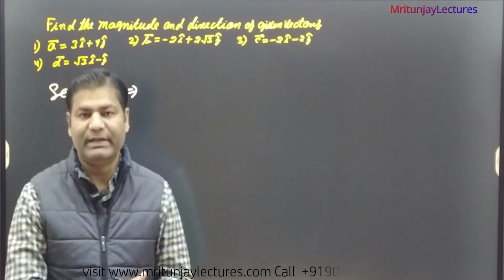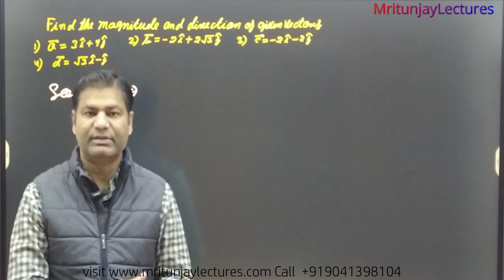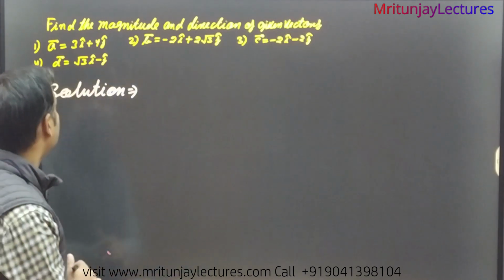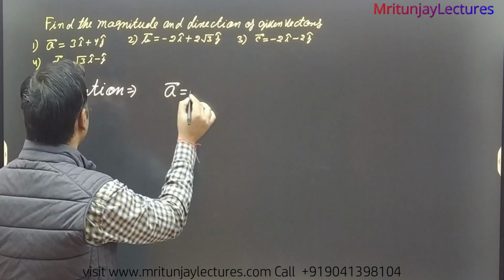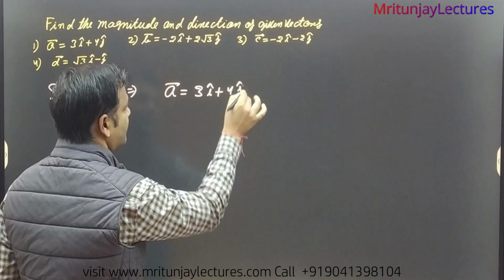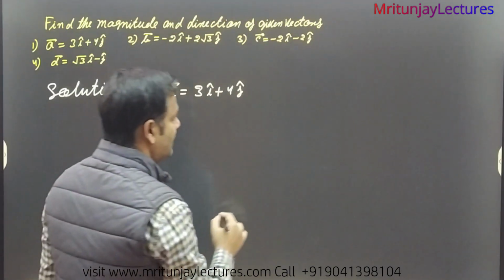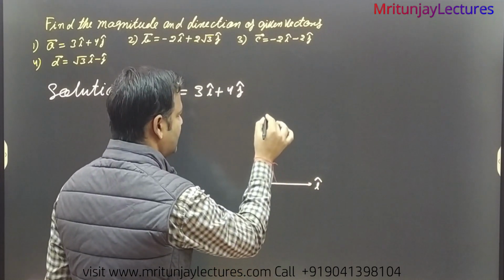Now today we'll focus on finding the magnitude and direction of the given vectors. How can this be determined? First of all, if you look carefully, vector A is given as 3i cap plus 4j cap. I know that this is the i cap and that is the j cap direction.